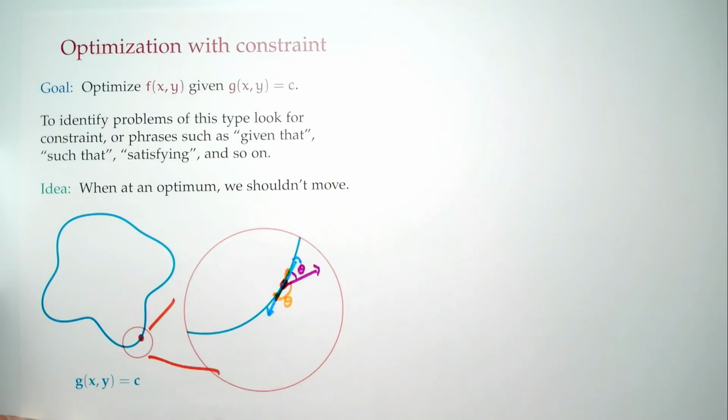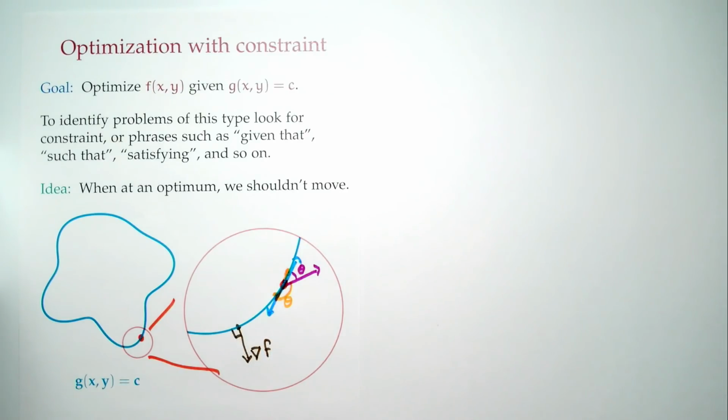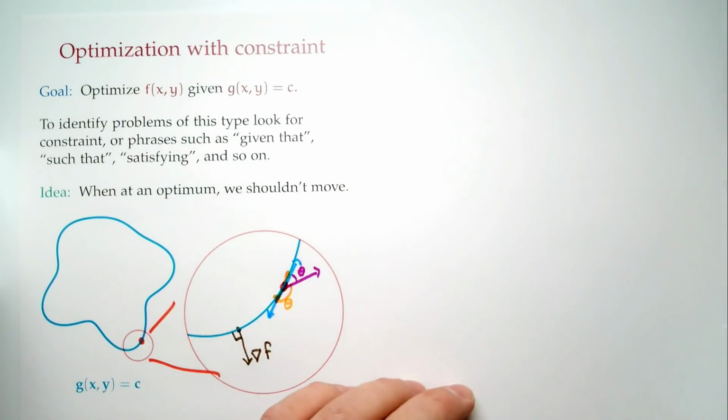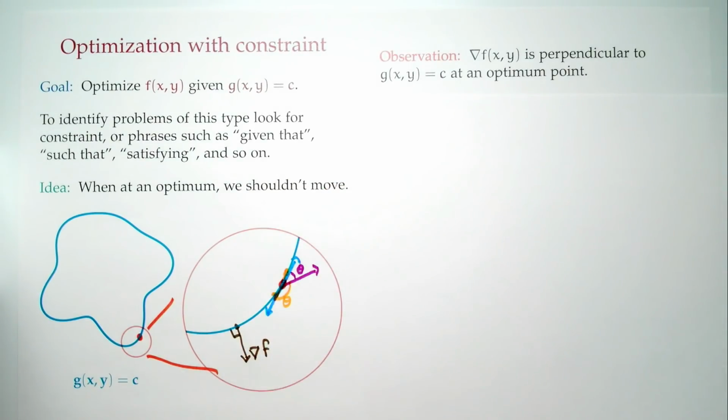Well, what's the right kind of angle to have? The right angle. It's even in the name. This is the right angle to have. So, if I am at an optimum, it has to be the case that the gradient of my function f has to be perpendicular. All right, so that's the big idea. Now, what else do we know? Well, that's what we just said. The gradient has to be perpendicular.